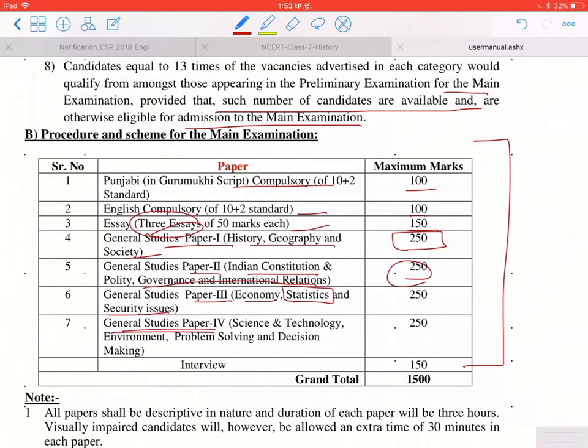Now paper 4 in this case consists of Science and Tech, which in case of UPSC is in GS paper 3, and then Environment, again which in case of UPSC is in paper 3. Problem solving and decision making. Basically this demands from you a clear understanding of the concepts of ethics, integrity, aptitude and likewise. Then finally is your interview of 150 marks.